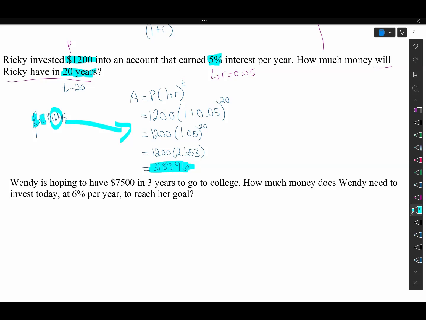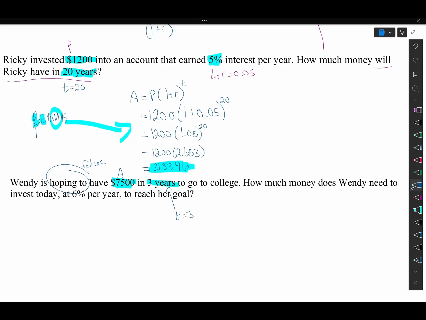Wendy is hoping to have $7,500. I don't even need to keep reading right now. She's hoping to have. That's in the future. Future us cares about an a value, not a p value. So here our a value is $7,500. I'll keep reading. In 3 years, oh wow, they gave us even more information right away. Our t value is 3.